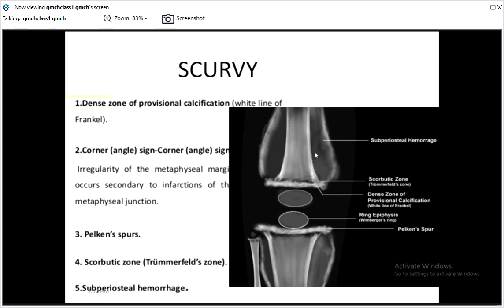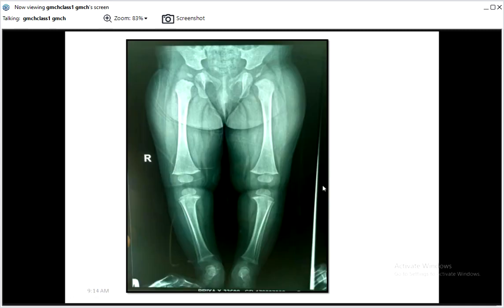Again there will be some increased capillary leaks, so there will be elevation of the periosteum with subperiosteal hemorrhages and hematomas that will be formed. Then you will see the scorbutic zone, or Trümmerfeld zone. These are the blackish areas beyond the dense zone of provisional calcification. When the white line of Frankel extends beyond the margins of the metaphysis, it forms pointed edges. These pointed edges are called pelican spurs.